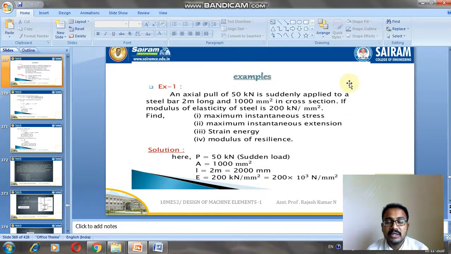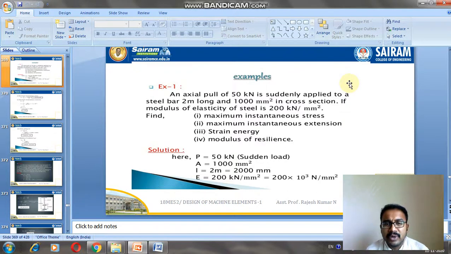So we shall discuss the very first problem. An axial pull of 50 kilonewton is suddenly applied to a steel bar 2 meter long and 1000 square mm in cross section. If modulus of elasticity of steel is 200 kilonewton per meter square, find the maximum instantaneous stress. Second one, maximum instantaneous extension. Third one, strain energy, and fourth one, modulus of resilience.